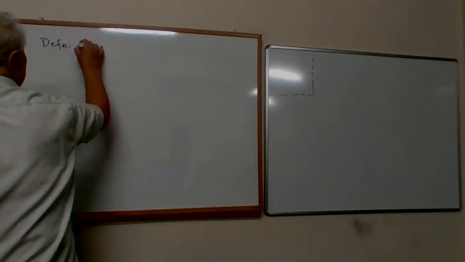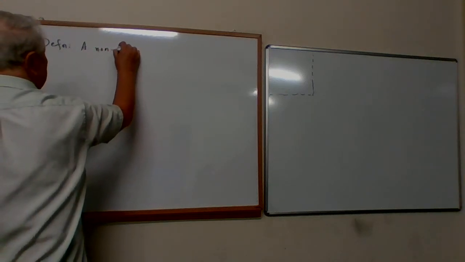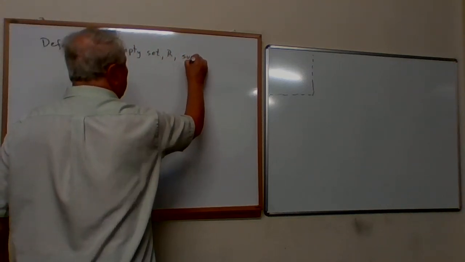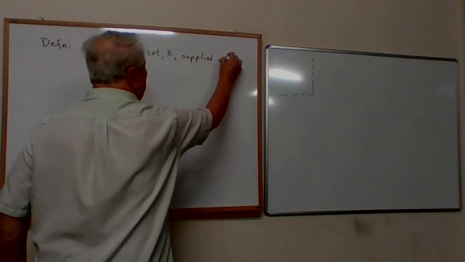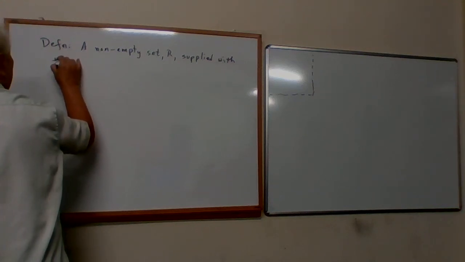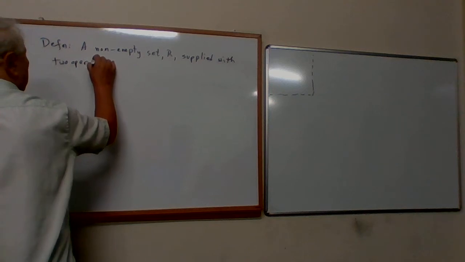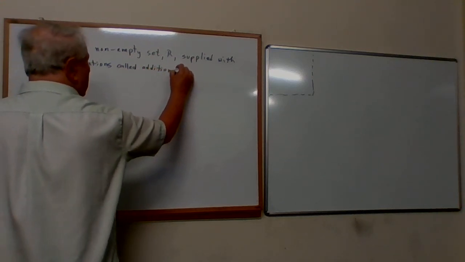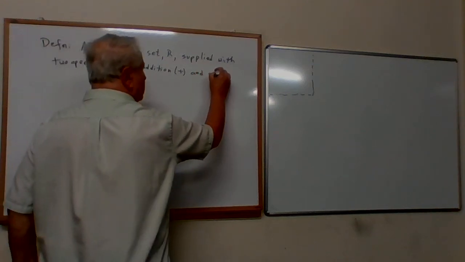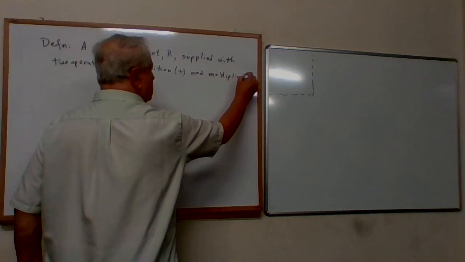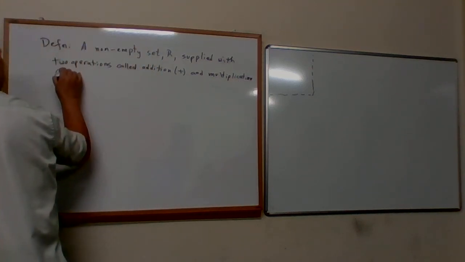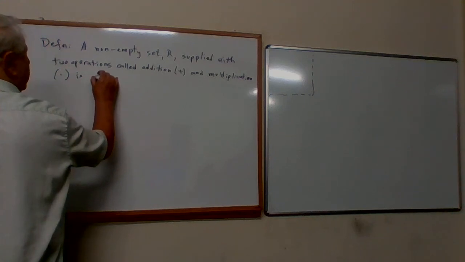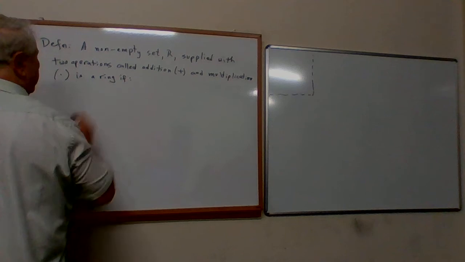Definition. A non-empty set R supplied with two operations called addition and multiplication, which a lot of times we just write with a dot between elements, is a ring if the following things are true.